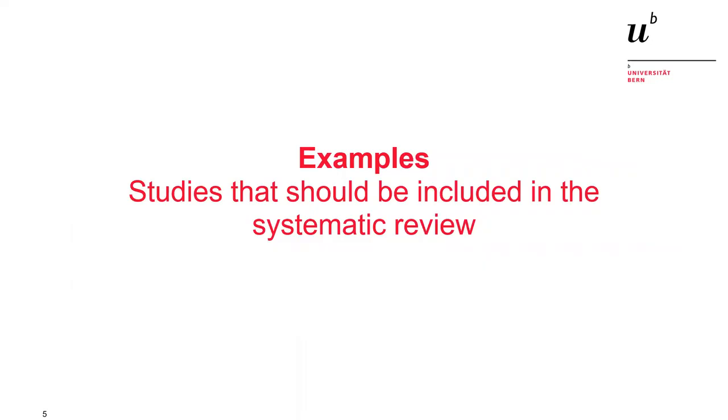So here I'm going to show you a couple examples of studies that should be included in this systematic review. Before showing you the examples, I want to clarify that this screening is not the conventional screening that you do for a systematic review where you read the title and abstract and then you decide if you should include or exclude this study. Here, because of the inclusion criteria, most of the time you have to go to the methods and results section to decide if you should include or exclude a study. So let's start.